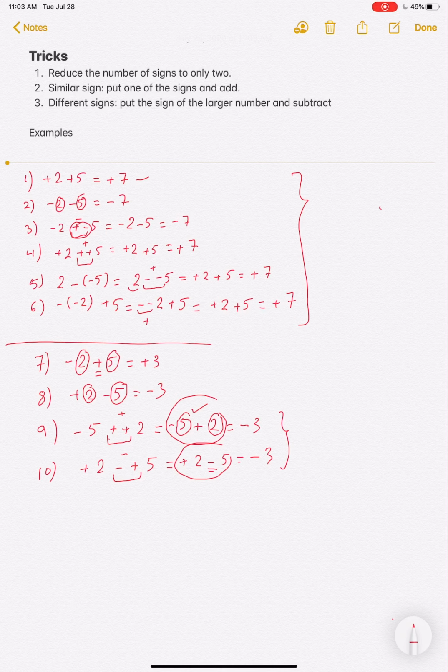let me give you another example. If we have negative 7 and plus 4, this is exactly as plus 4 and negative 7. Why? Because the larger number is negative. What's the difference between 7 and 4? It's 3. Again here, we have 7, we have 4. The sign of the larger number, which is negative, the difference between 7 and 4 is 3.